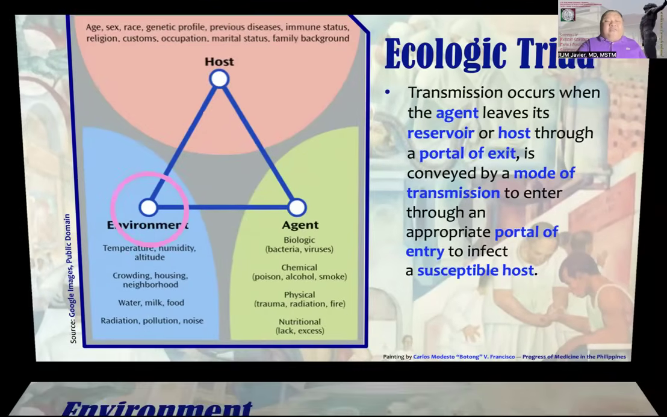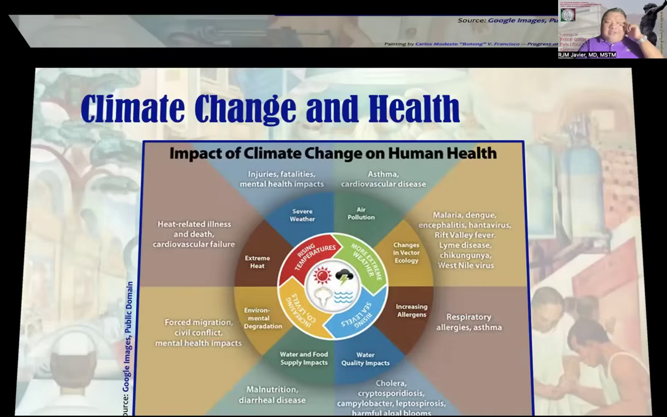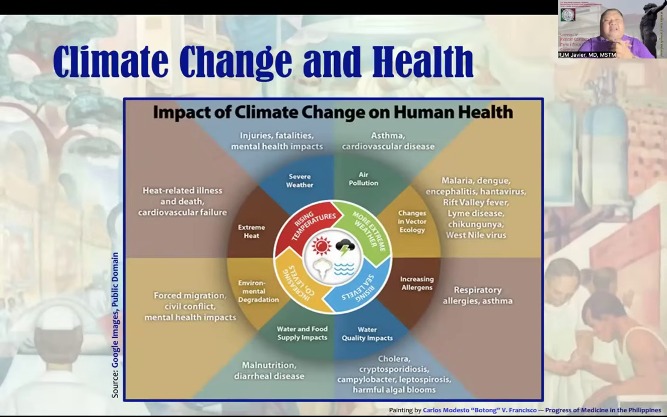When we're talking of the environment, these would include climate, geography, biologic environment, and socioeconomic factors. We do know now that climate change can affect the human population significantly. I want you to do further reading on this because it will be impossible for me to give a rundown on all of these, but I just want you to identify that there are certain conditions that have been associated with climate change.